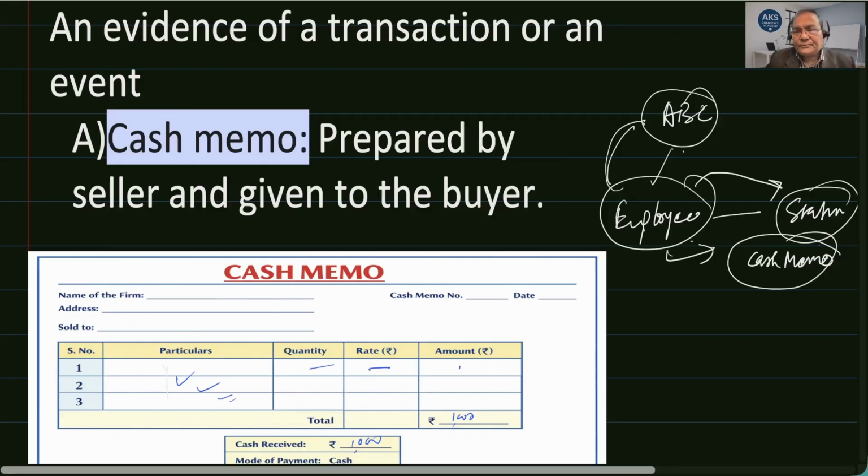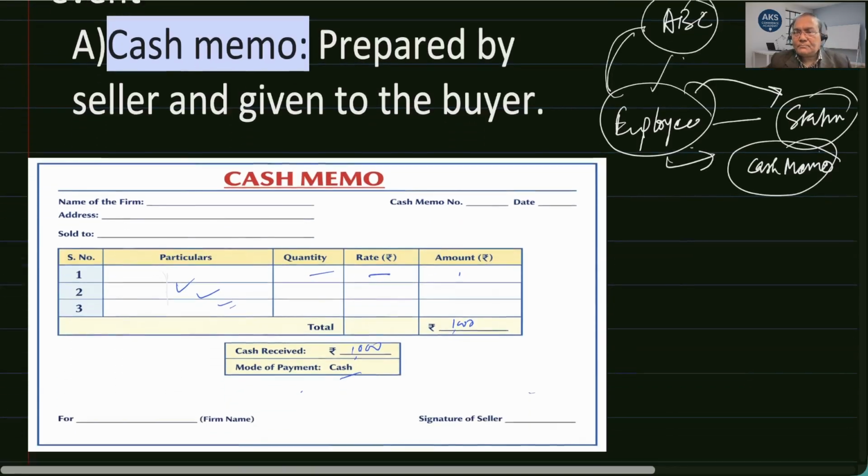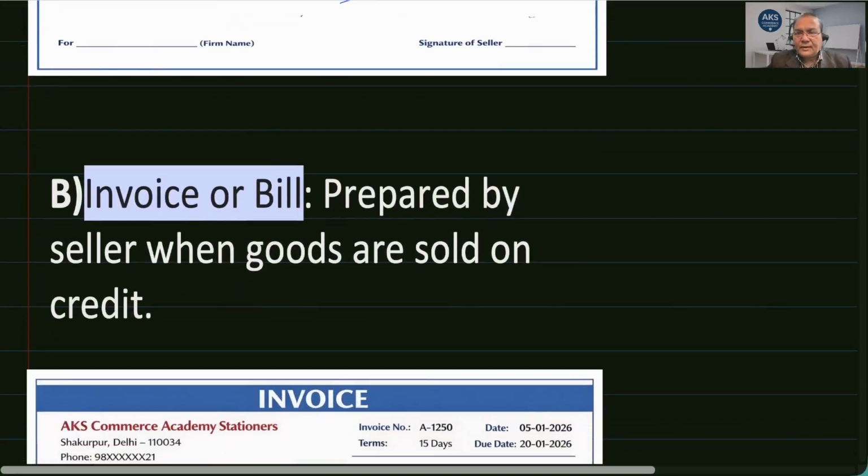The accountant of the firm enters in the books of account on behalf of the firm. This is understood. Cash memo is given by the seller to the buyer, and payment is made in cash or check. Invoice. Now, if there is a credit sale, it is not only cash sale that happens in an organization, there are credit sales as well.